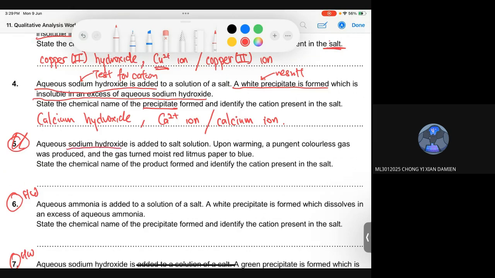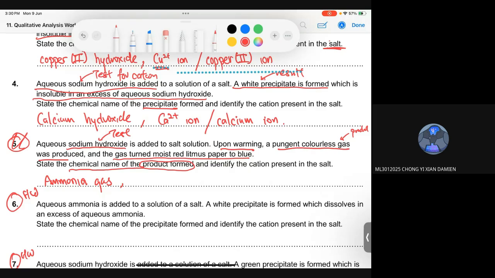So question 5, I add sodium hydroxide. This is the test. The result is I warm it and a pungent colorless gas is produced. The gas turned moist red litmus paper blue. What's the chemical name of the product formed? In this case, there's no precipitate. The product that's formed is this pungent gas. Can anyone help me type what you think is the chemical name of the product formed? Okay, so the product name is ammonia. So ammonia gas is the product that's formed.